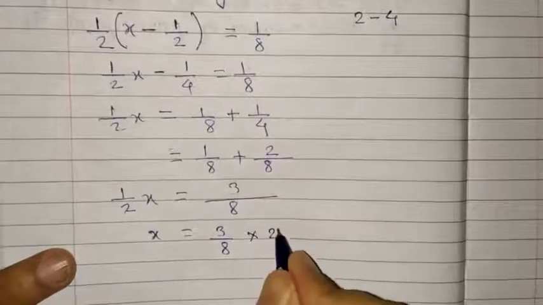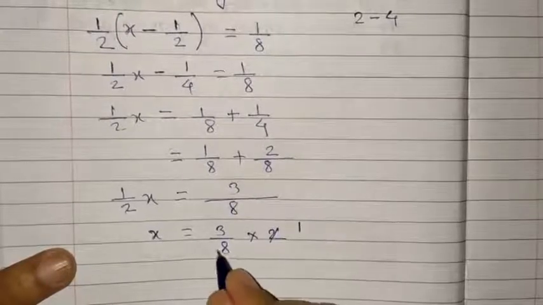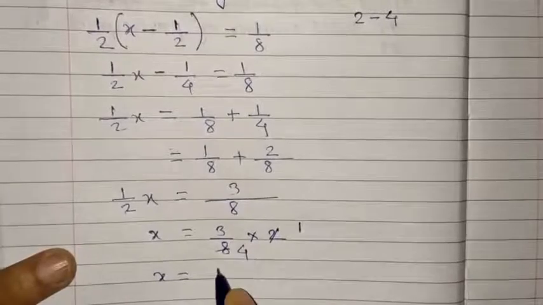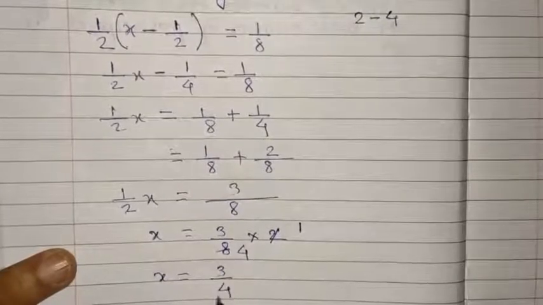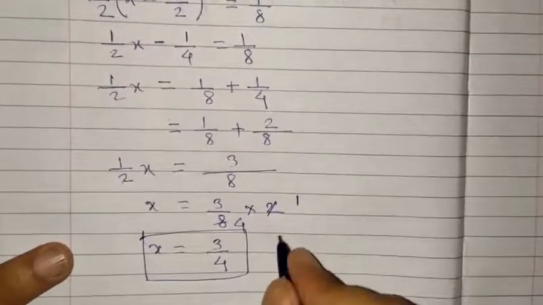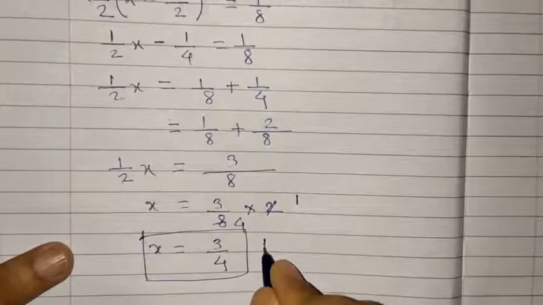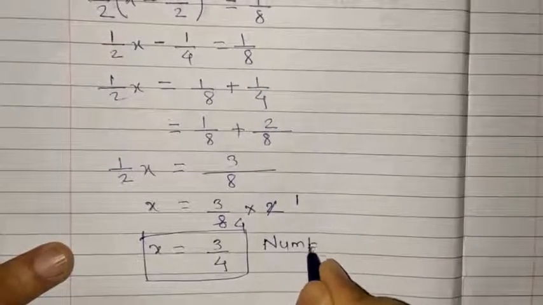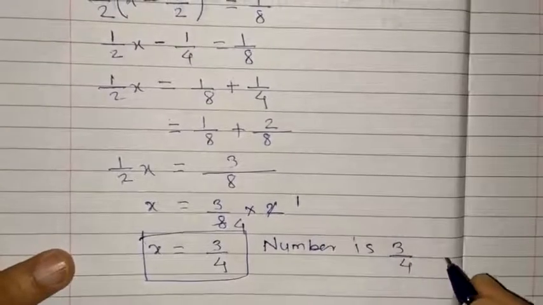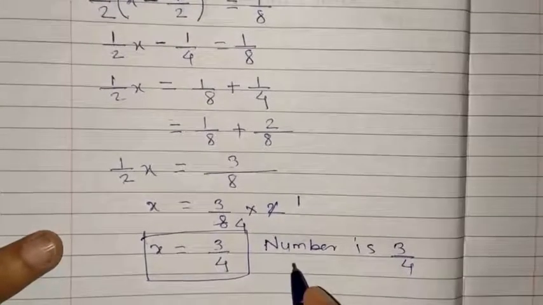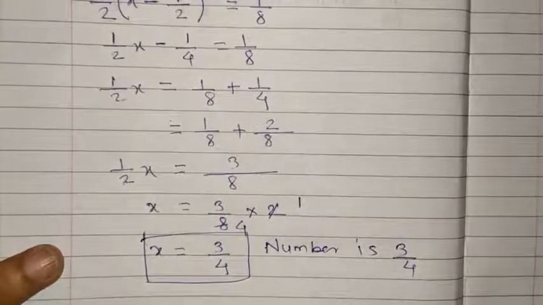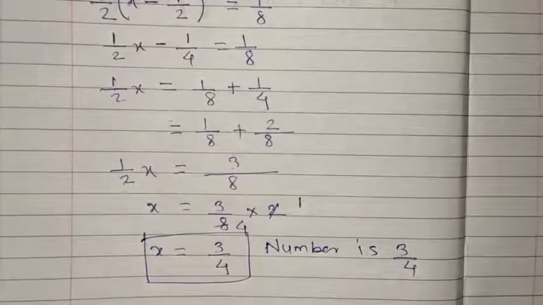So in place of division now we have multiplication whenever we change the side, keep that in mind. So here 2 ones are 2, 2 fours are 8. So x equals 3 into 1 is 3, and downside 4 as it is. So this is our answer. Finally you can write the number is 3 by 4, because what is the number, that is the question. So you simply write number is 3 by 4. This is the answer of this question. After this we will move to the next question.